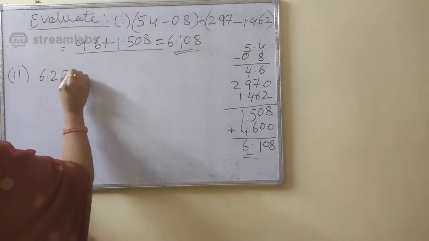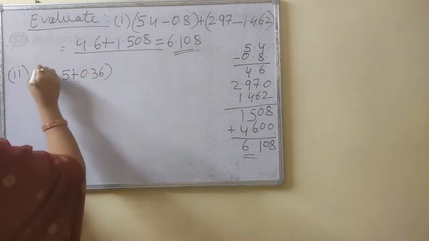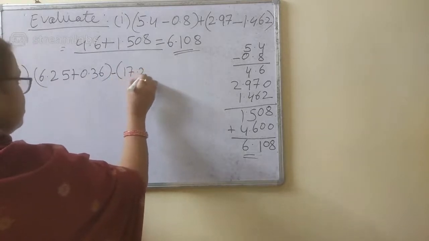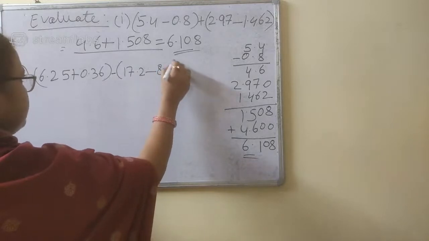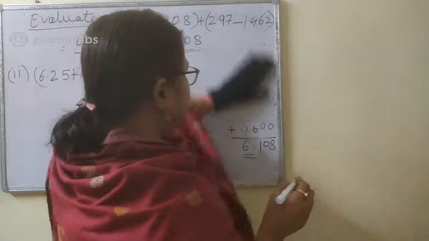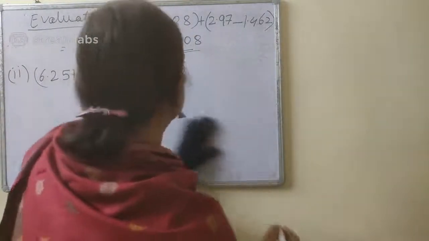6.25 plus 0.36 and then minus 17.2 minus 8.97. Okay, this is the question. So now rub this one so that again we get space here to do the calculation.